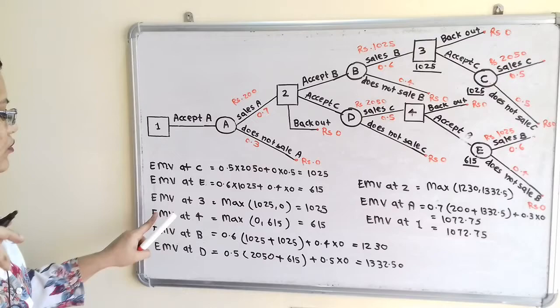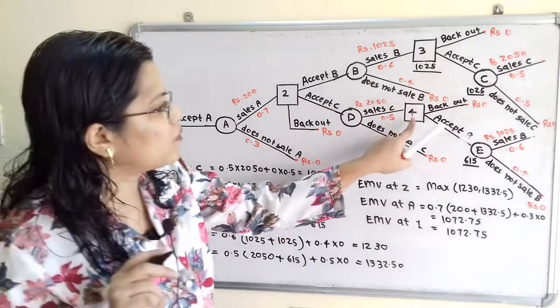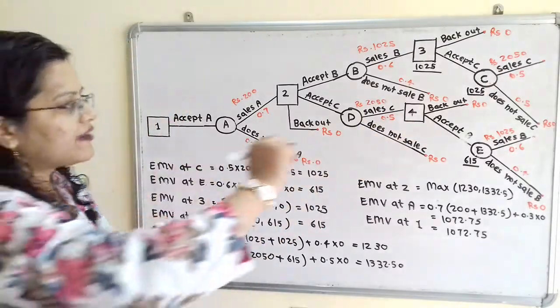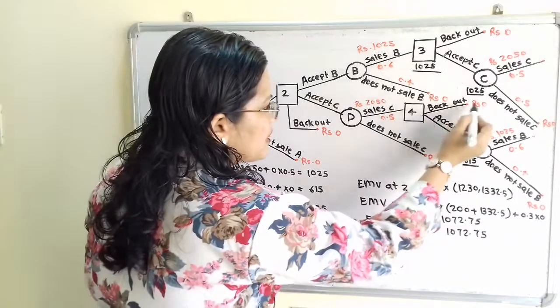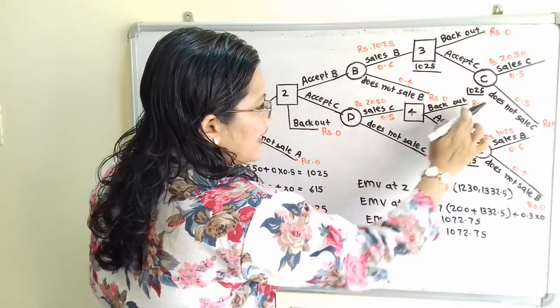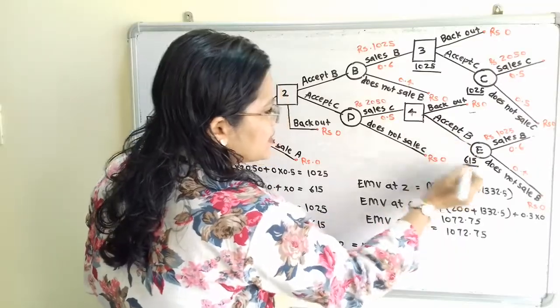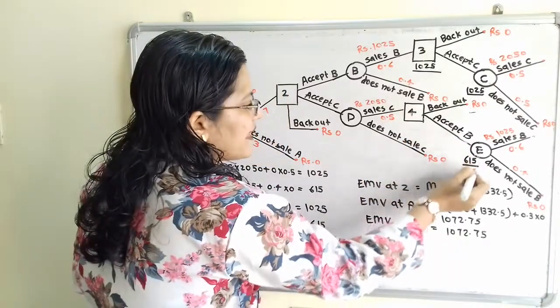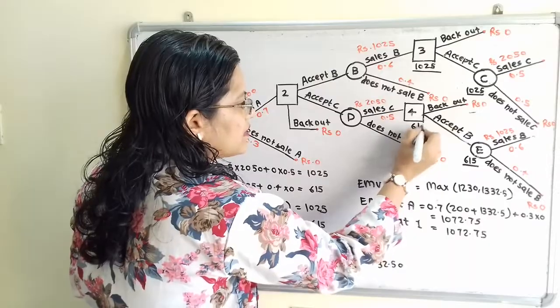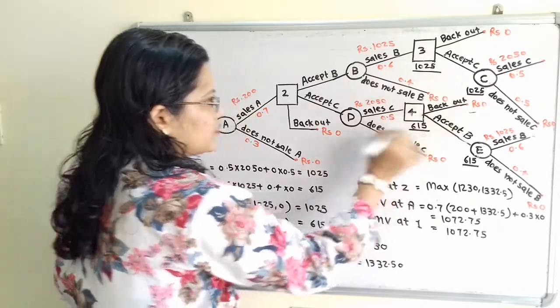Then we have to select the expected monetary value at node 4. So at node 4, for this branch it is ₹0, and for this branch, that is accept B, it is 615. So I will select the maximum value, that is 615, at this node.